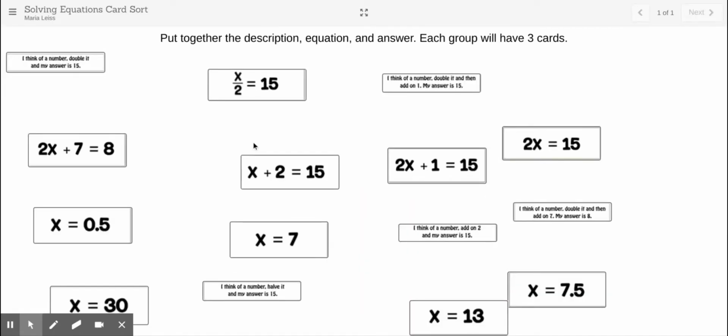All right, let's take a look at the solving equations card sort activity that was assigned in class today, which, the day of this recording, is November 17th, Tuesday. So when you get into the activity, you see a whole bunch of cards. Obviously, you can tell this is going to be a matching activity.